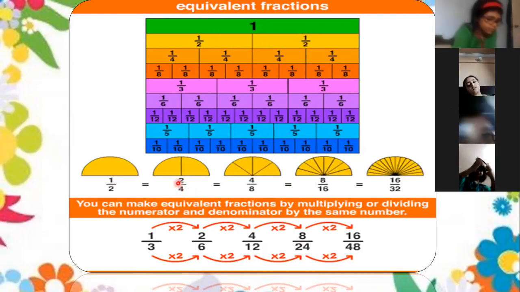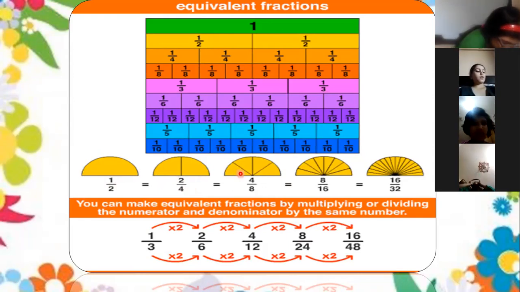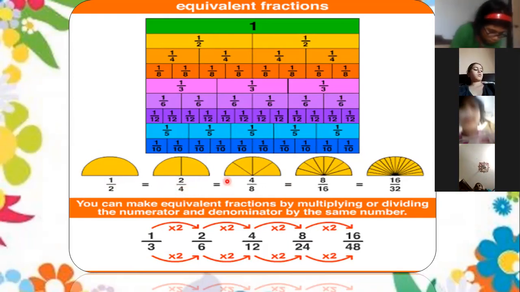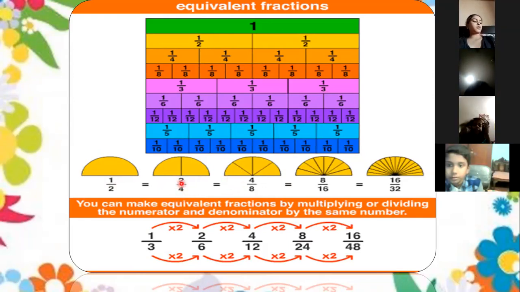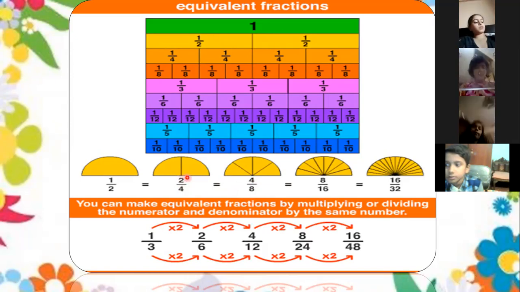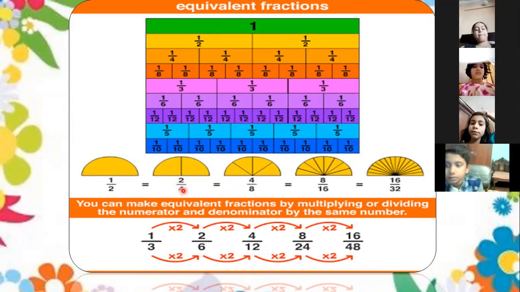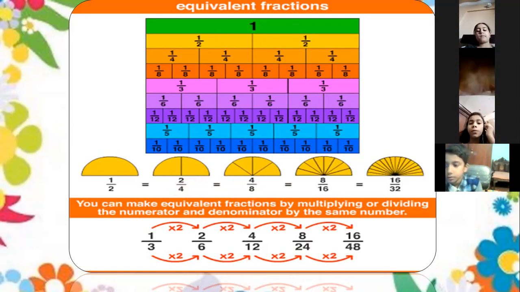Now we have further divided this shape into 8 equal parts, and it becomes 4 upon 8. When we multiply 2 upon 4 by 2, we get 4 upon 8. We multiply the numerator 2 by 2, and the denominator we also multiply by 2. So we get here 4 upon 8.